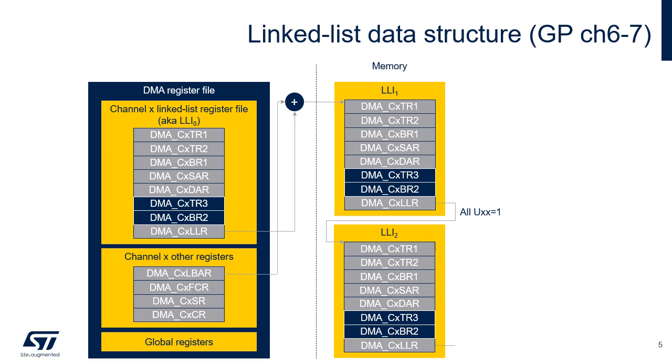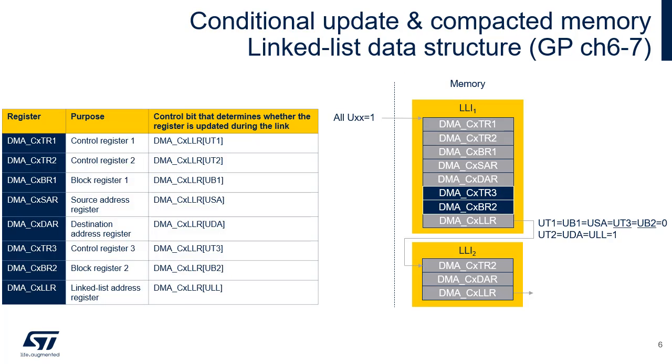These channels support additional functionalities such as block repetition, interburst offset, and interblock offset that rely on two registers called CXTR3 and CXBR2. Thus, the LLI size is extended to 8 fields. During the link, if all UXX bits are set to 1, the 8 registers of the channel X linked list register file are updated from the LLI present in memory. The CX LLR register of channels 6 and 7 supports two additional bits, UT3 and UB2, used to determine whether the CXTR3 and the CXBR2 registers will be updated during the link.